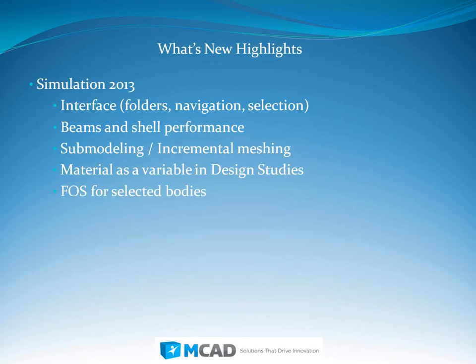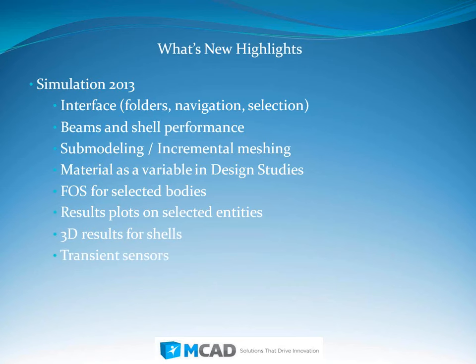Factor of safety for selected bodies has been added. So you can look at individual particular bodies of interest and look at the factor of safety for those. And we can also do results plots for selected entities as well. So looking at particular areas for the other results is now possible. I showed you the three-dimensional results mapping for shells. That's a new feature. And then the use of sensors, now they can be transient sensors.